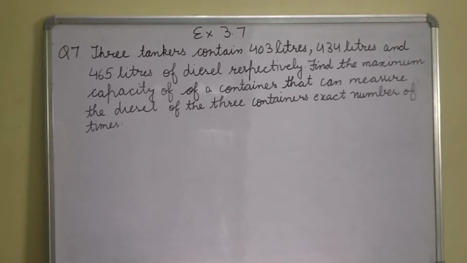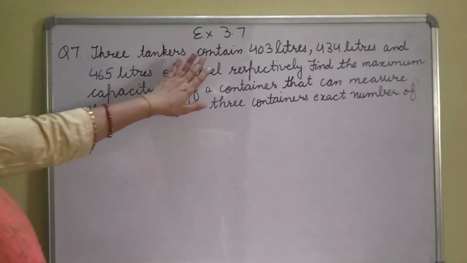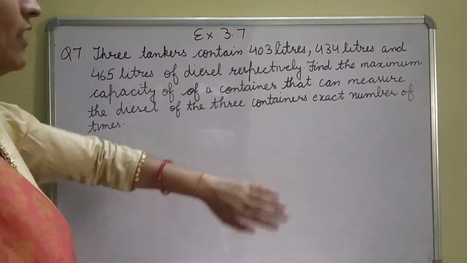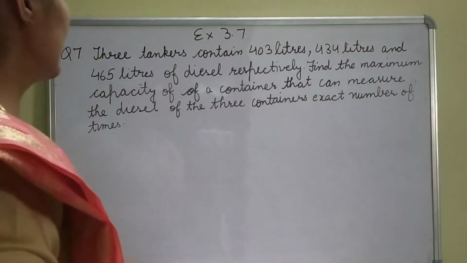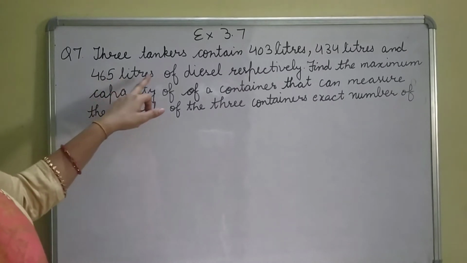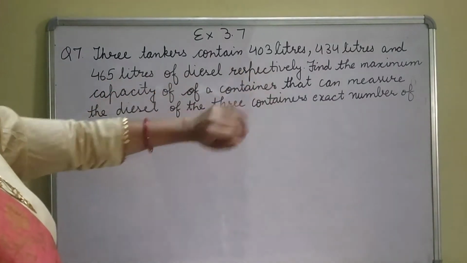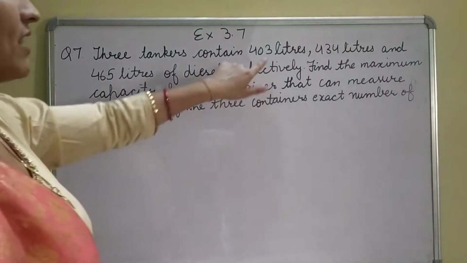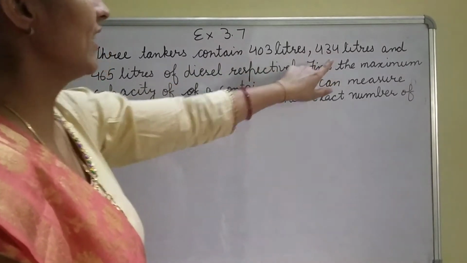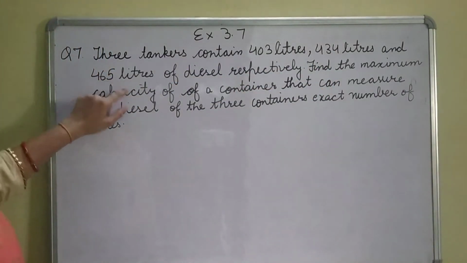In this video, we are going to discuss the questions of exercise 3.7. So here we have our question number 7. What do we have in question number 7? Question number 7 is: 3 tankers contain 403 liters, 434 liters and 465 liters of diesel respectively. Respectively means this is the first tanker, second tanker and then third tanker.